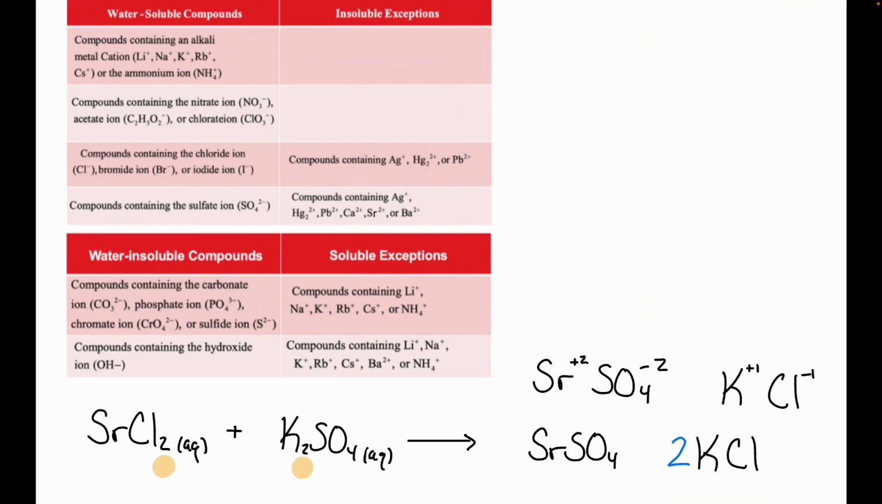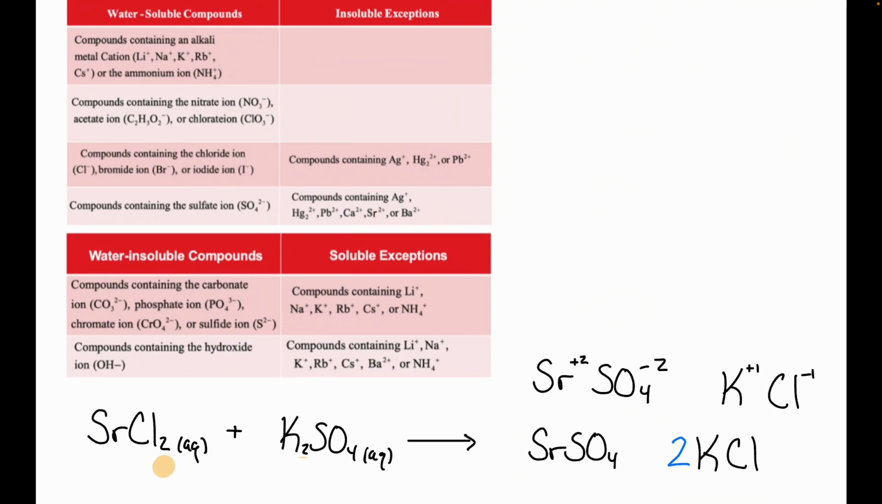So 2 different steps that you don't want to conflate here. One is building your chemical formulas, all about the charges, exactly what we learned how to do at the beginning of the semester before we even talked about chemical reactions, right? Then once you have your chemical formulas, then you can balance your chemical equation.